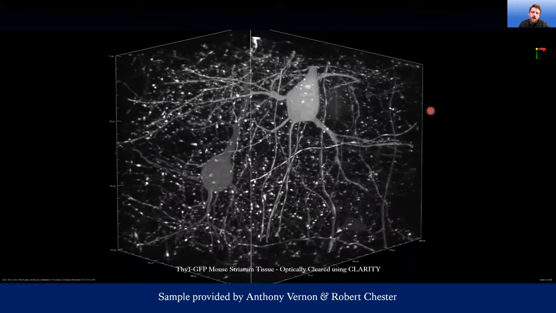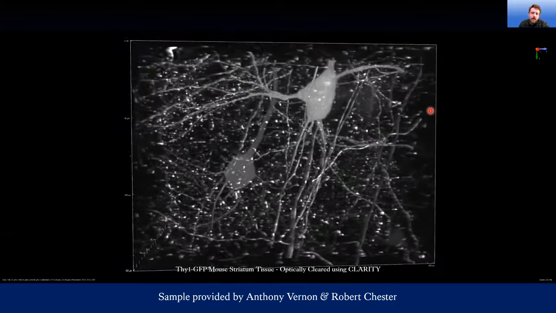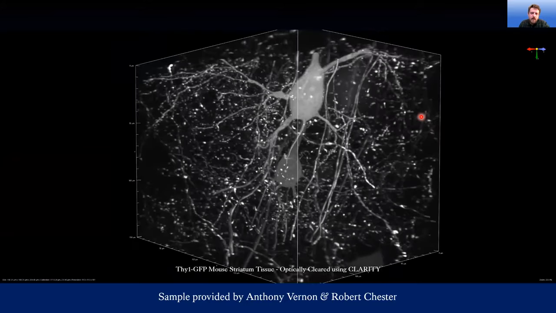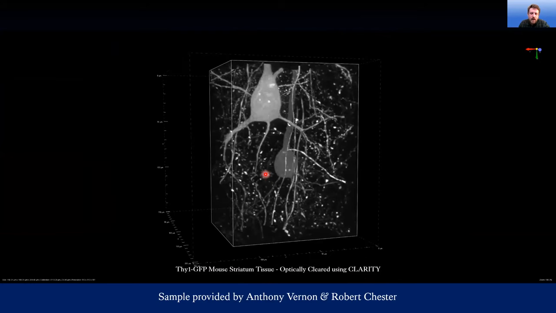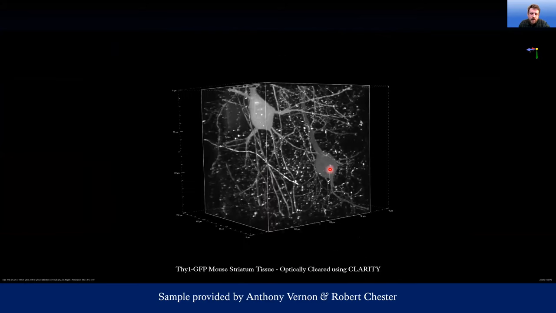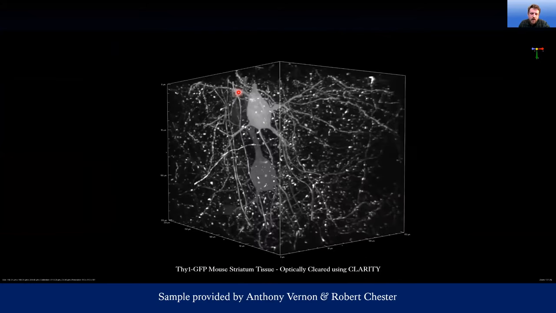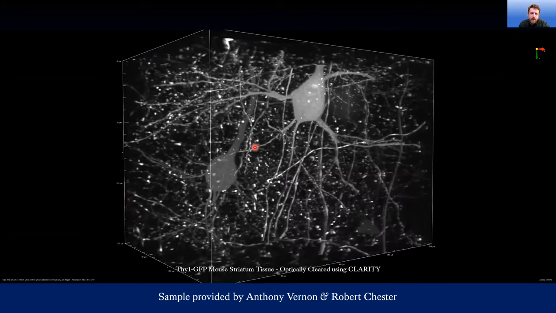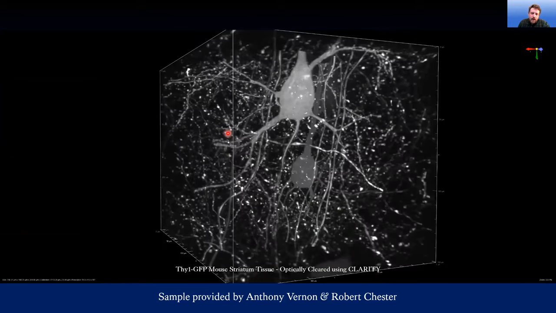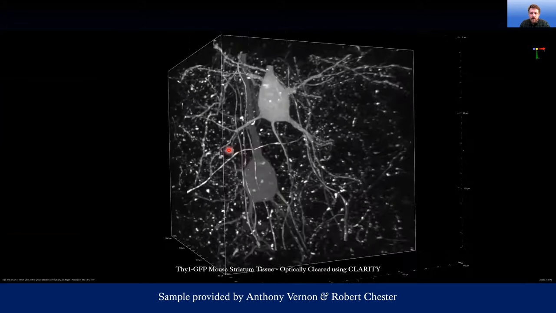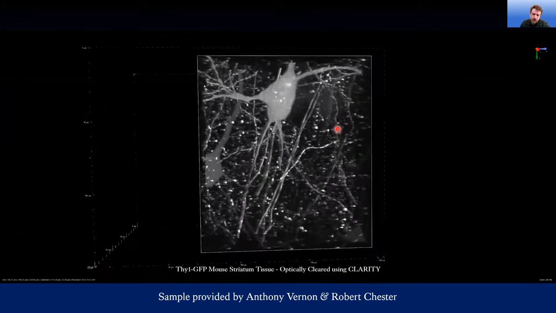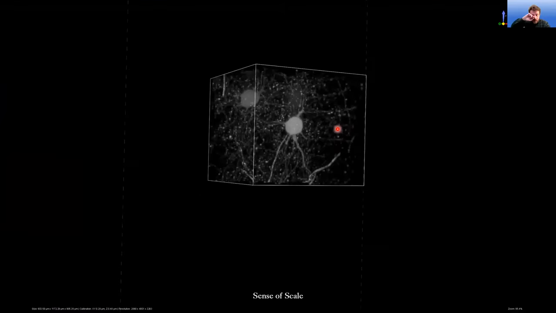So you can see here two cells. I'm going to just pay attention to this because I'm going to show you some analysis from this same data set later. So you've got these two cells here, and you can see all of the branching structure coming from it. This, as I mentioned, is a crop of a full field of view that's possible, and I'm now going to show you that in this next render.